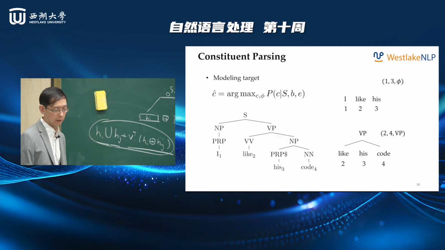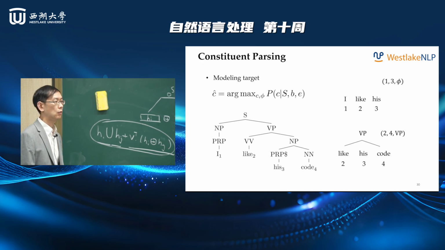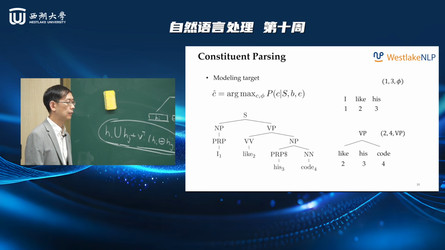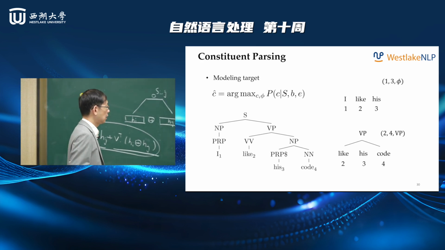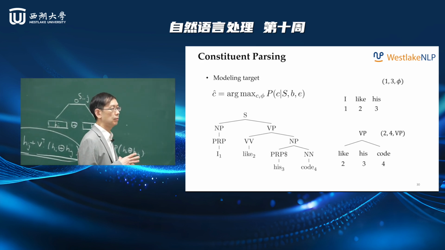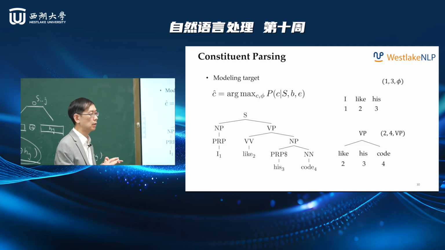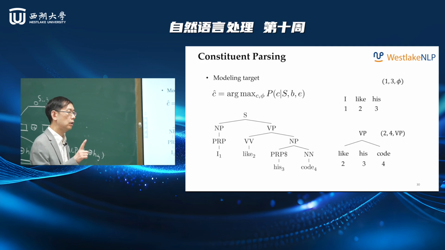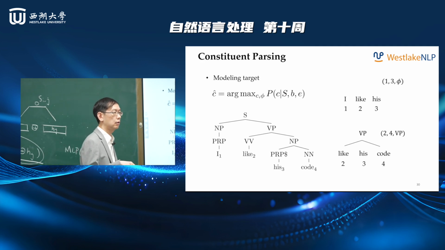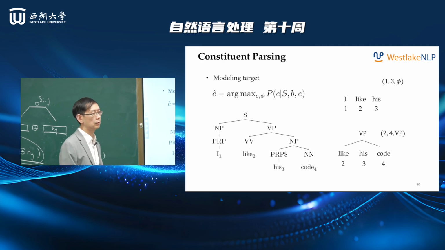We can unify the labels and whether it's a constituent or not. In particular, we use C to denote the label set: the noun phrase, the verb phrase, the adjective phrase, etc. And we use phi to denote the fact that this is not a constituent span. So your total label set will be the constituent label set union phi.